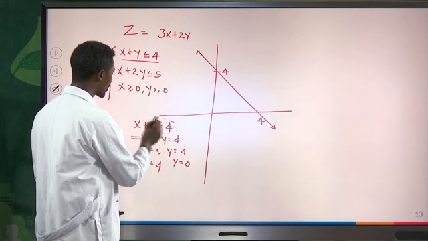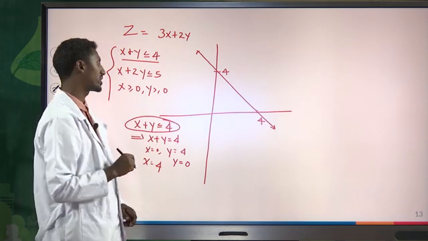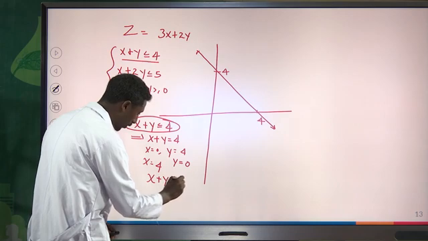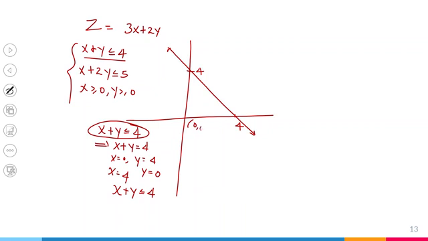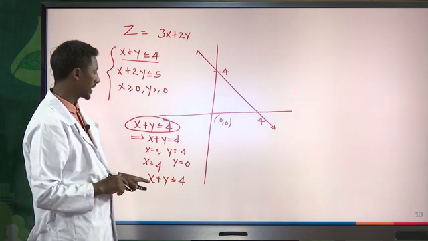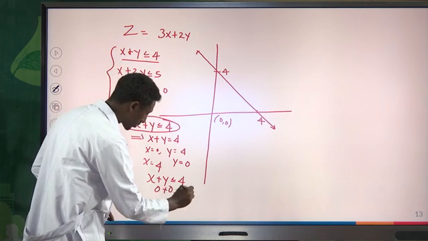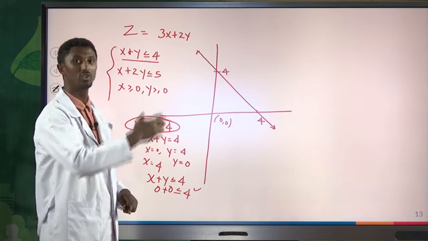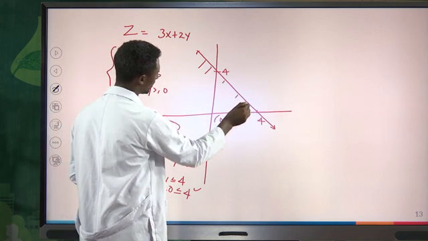From the original linear inequality, we can substitute any test point to determine the feasible region. Now, x plus y less than or equal to 4. Let's take one test point. Let's take the point 0, 0. And let's test whether it makes this linear inequality true or not. 0 plus 0 less than or equal to 4. So it is true. If it is true, the region is on the side of the point. So the feasible region is downward.